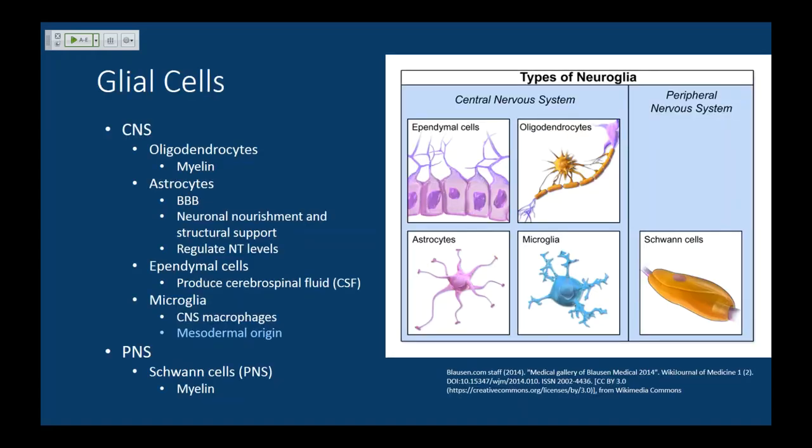All right, now we're going to switch gears and build back up and talk about the rest of the nervous system. So we're going to start with the glial cells. We've talked about the neuron. The glial cells are kind of the supporting cast.